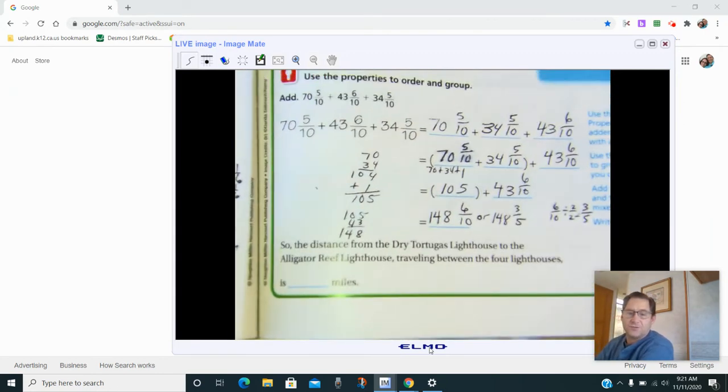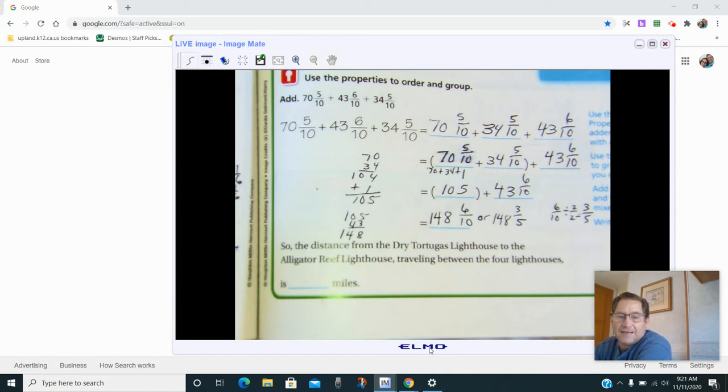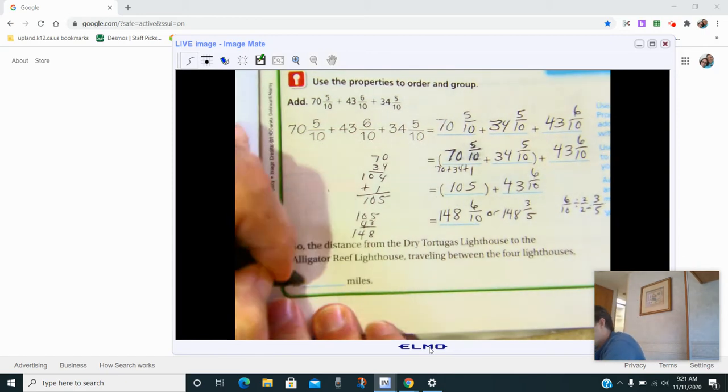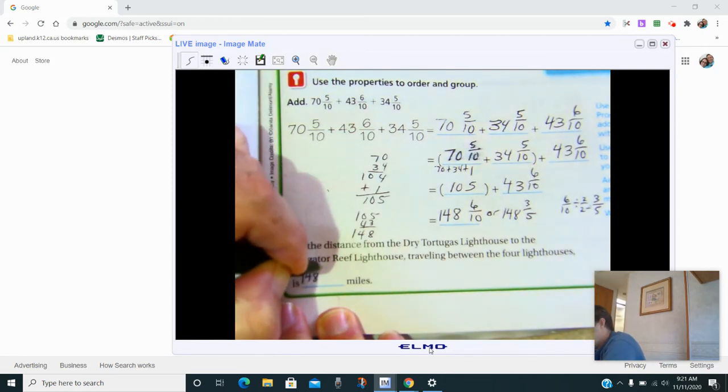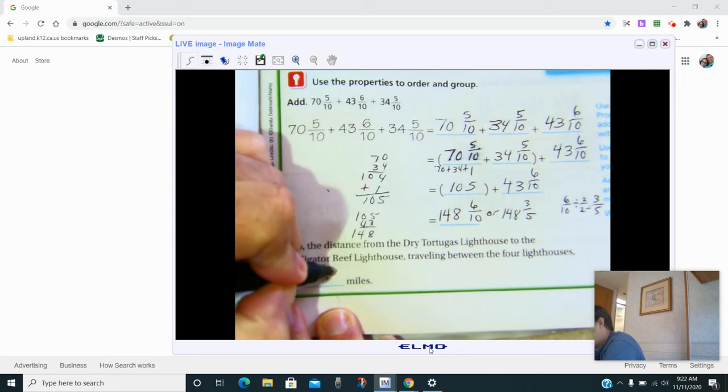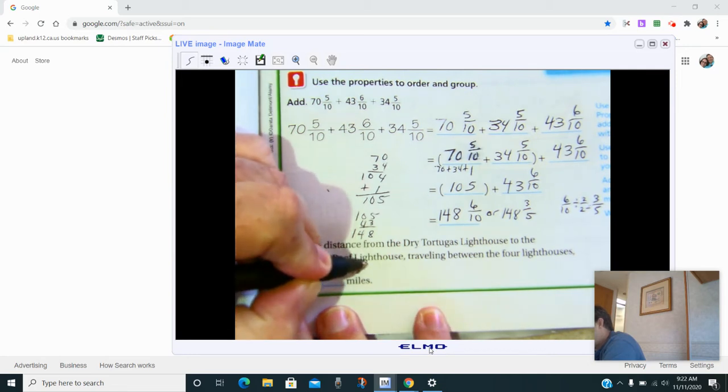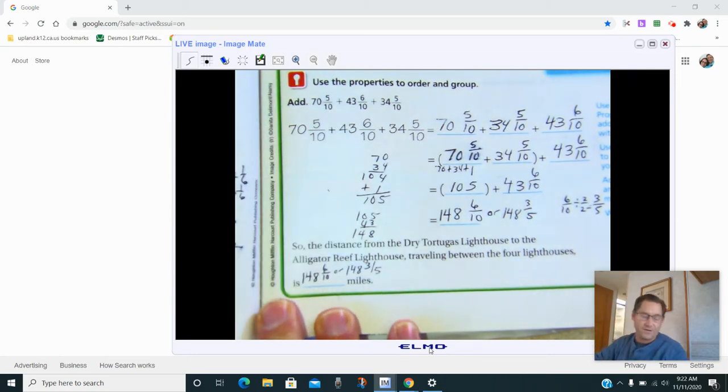So the distance from the Dry Tortugas Lighthouse to the Alligator Reef Lighthouse, traveling between the 4 lighthouses, is 148 and 6/10 miles, or the equivalent, 148 and 3/5 miles.